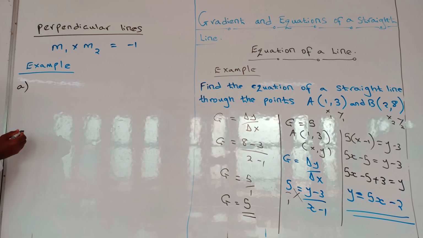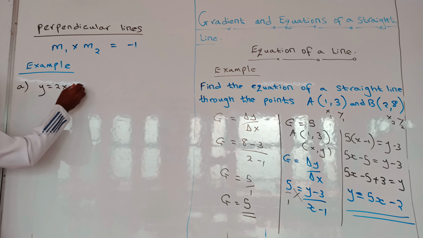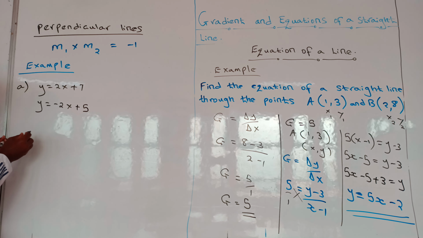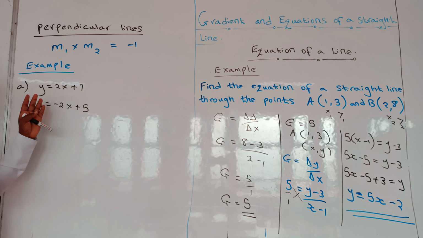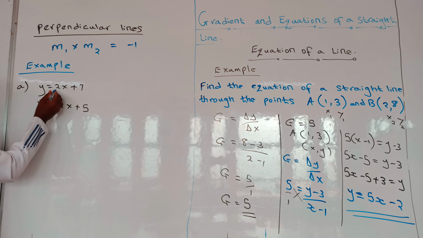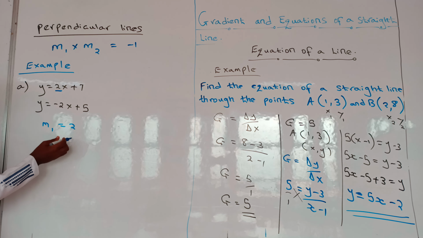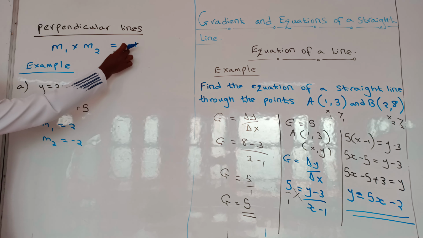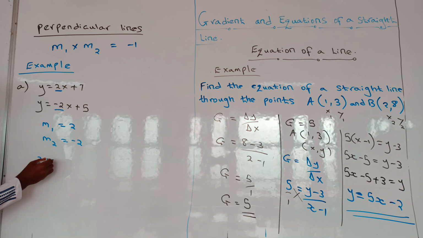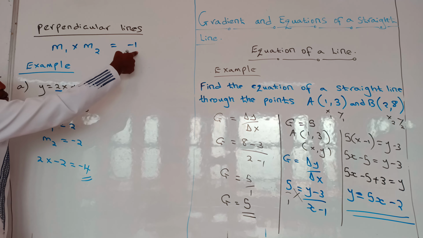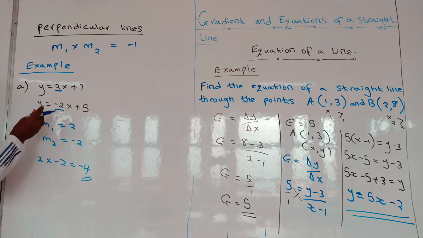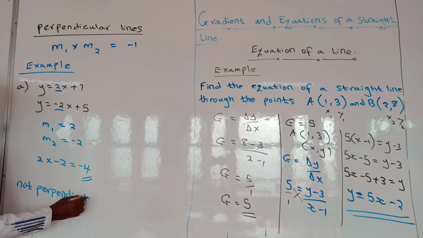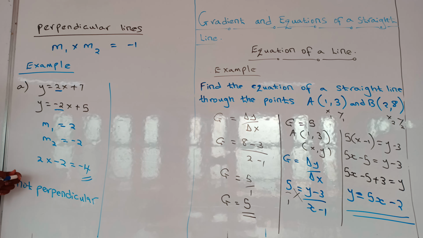Considering the first question, we are given y equals 2x plus 7. We are also given that y equals -2x plus 5. How do we determine if they are perpendicular? Look at the gradient. m1 is 2, and m2 is -2. Let's multiply and see if we shall get -1. 2 times -2 is -4. Is it giving us -1? No. Therefore, we can say that these lines are not perpendicular. You get? Good. Let's look at a different example.